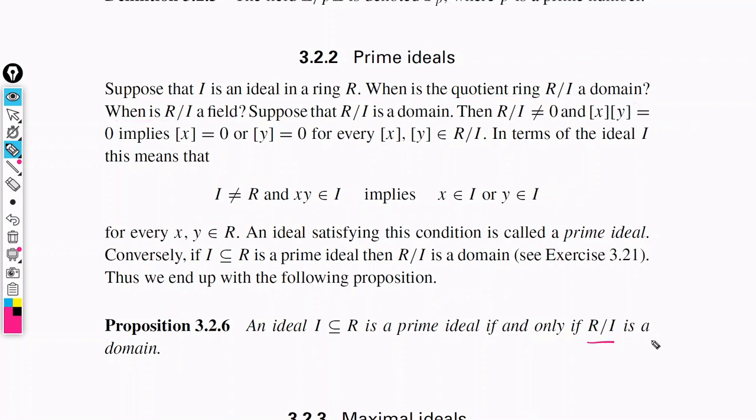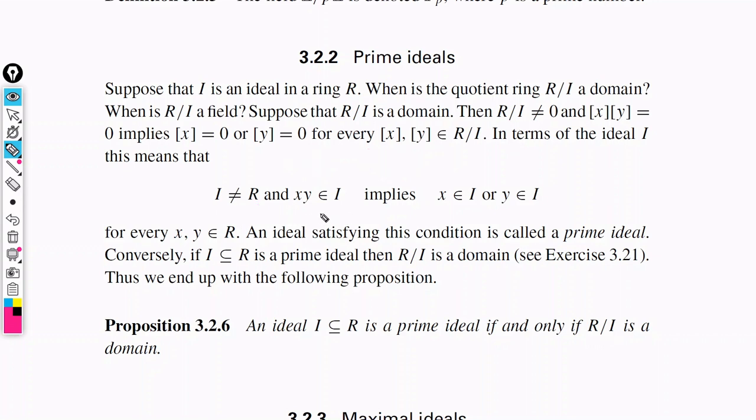That means if R/I is a domain, then I is a prime ideal. Okay, R/I is a domain means what? R/I is not equal to 0. R/I is not equal to 0 means R/I contains more than one element, right? Then I is not equal to R, because if I equals R, then it is clear that R/I is equal to R/R, which contains only one element.